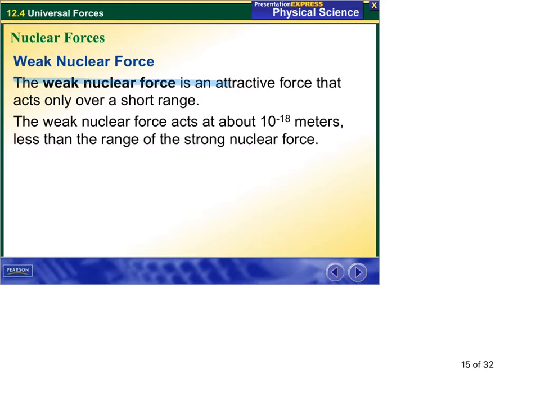Weak nuclear force, an attractive force of short range, even shorter range than the strong nuclear force. It's only about 10 to the negative 18th meters, or about 1,000 times less than the strong nuclear force.